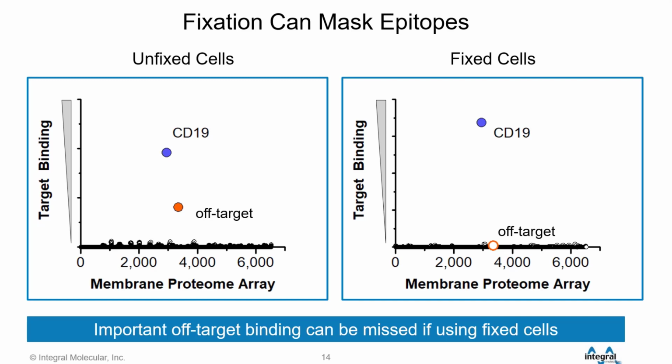However, when we tested the same antibody on the MPA, but this time fixing the cells first, this off-target protein that we had identified and validated in the unfixed experiment was consistently down here in the noise on the fixed cell experiment. So something about the fixative reagent disrupted the epitope of this off-target protein, and so it appears as a false negative and was not recognized in the fixed cell screen. So this really goes to show the importance of performing these types of specificity studies in an unfixed environment that most closely mimics what is seen in the body, so that you are really doing the most comprehensive assessment of your antibody's binding profile.